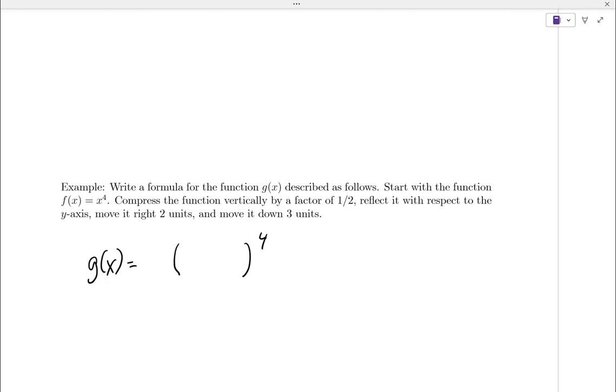What do the negatives do again? Negatives always do reflections, right? They either flip this way or this way, right? So in order to get it to be compressed vertically by a factor of 1/2, that means multiply all the y's by 1/2. So what do we need to do? Yeah, just put 1/2 out in front. Good. If I'm going to compress vertically by a factor of 1/2, there needs to be a 1/2 out in front.